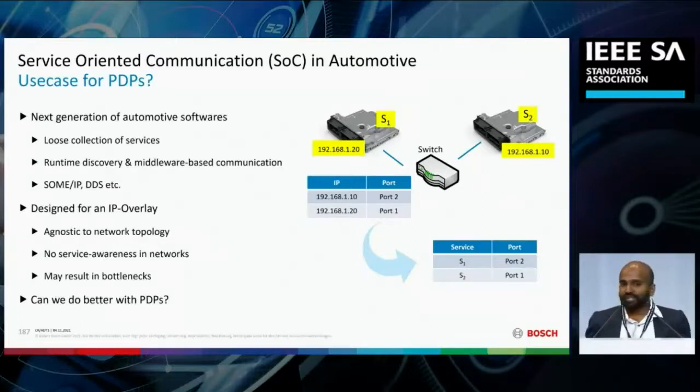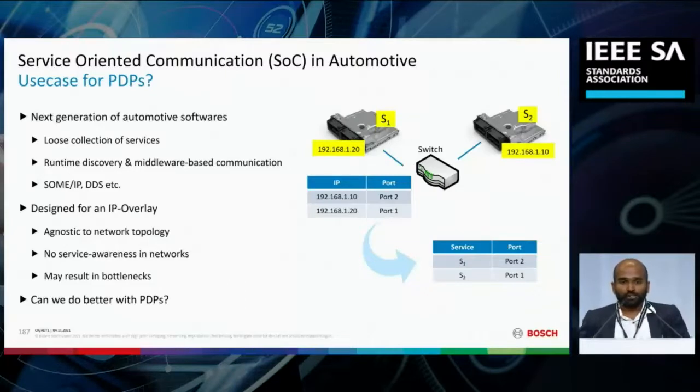Sometimes the middleware is completely distributed in the end systems or the end ECUs, and the discovery mechanisms really don't care about how the network is constructed. And on the other hand, the network is forwarding packets or IP packets or Ethernet frames. They really don't realize the frames that they are transporting have something to do with these services.